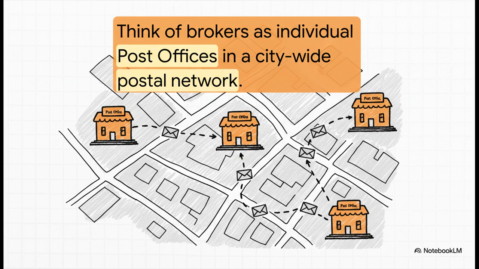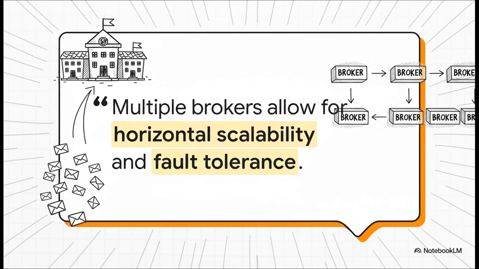Imagine your application's data flow is like a massive, bustling postal network for an entire city. In this network, each Kafka broker is like an individual post office. It's a physical hub that receives mail, holds onto it, and gets it ready for delivery. And this is where the magic really happens, right? Think about it. If your city's mail volume suddenly explodes, you don't try to build one gigantic skyscraper post office. No way. You just build more post offices around the city. Kafka does the exact same thing. Need more capacity? Just add more brokers. That's horizontal scaling, and it's what makes Kafka so incredibly powerful and reliable.